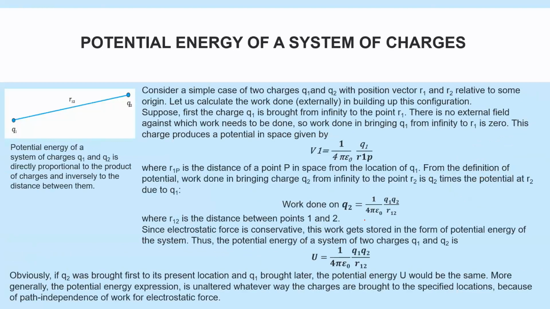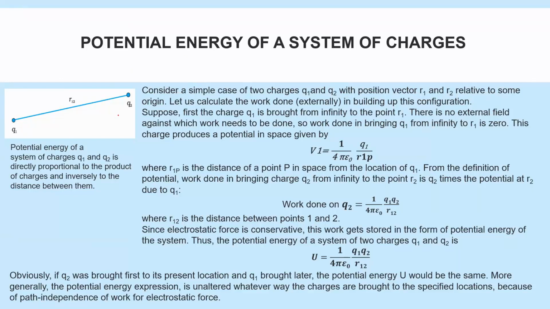Okay, so now we consider potential energy of a system of charges. We are going to understand what the potential energy is in different kinds of charge configurations. For simplicity, we are going to consider only two positive charges Q1 and Q2, and they have some position vectors R1 and R2 relative to some arbitrary origin that we can take.